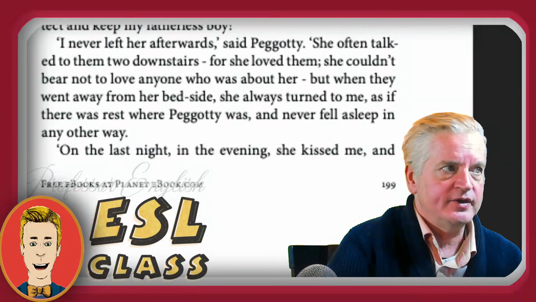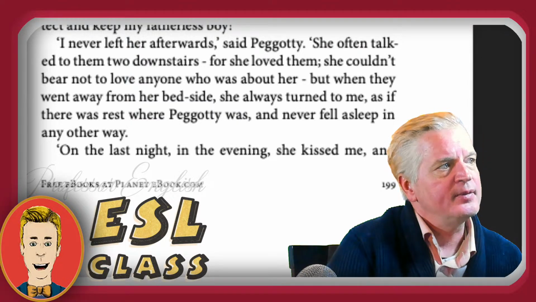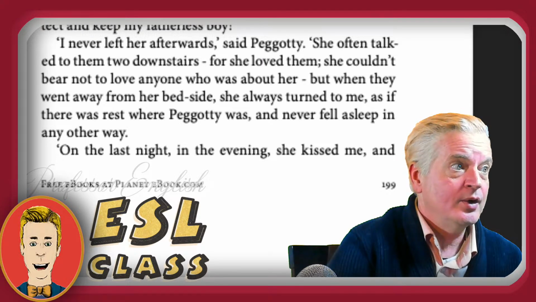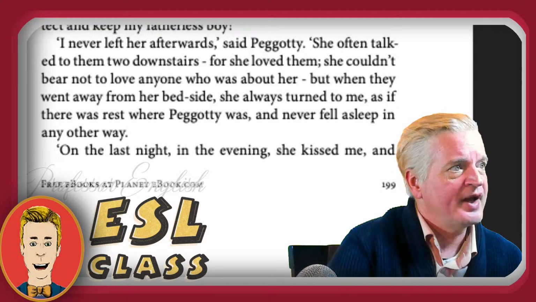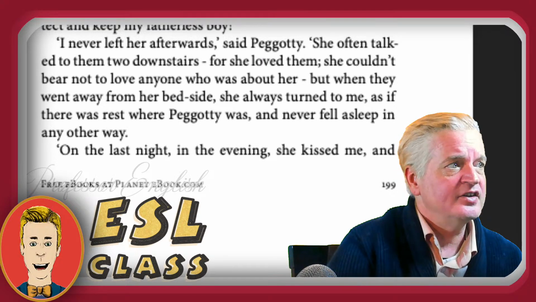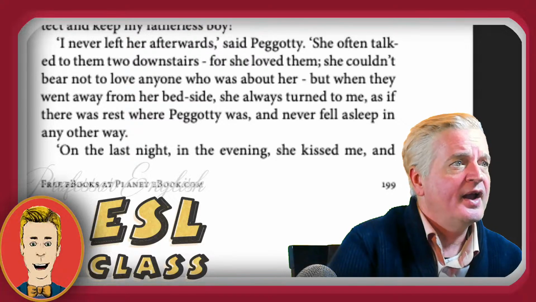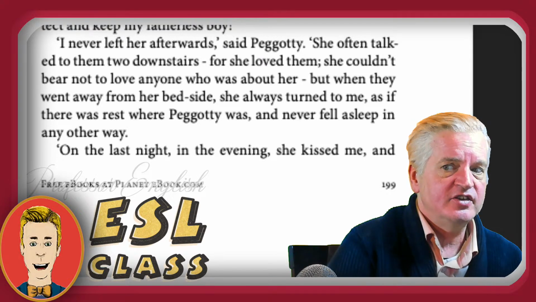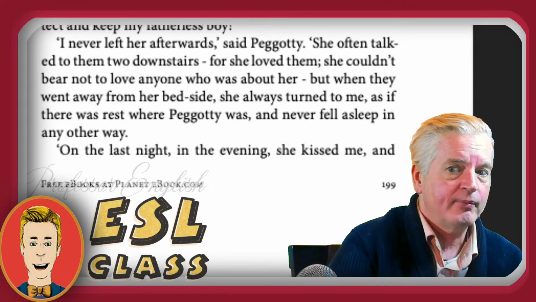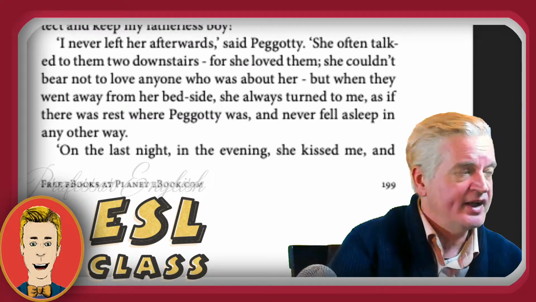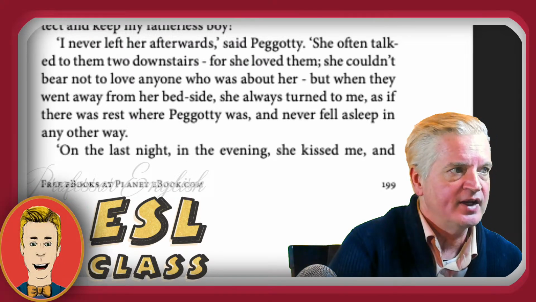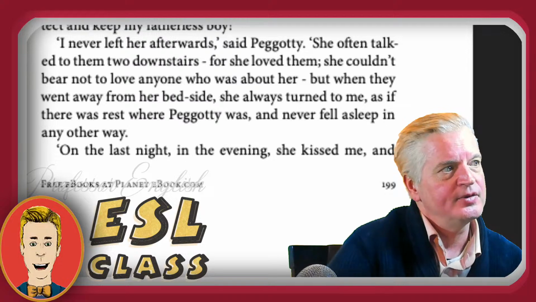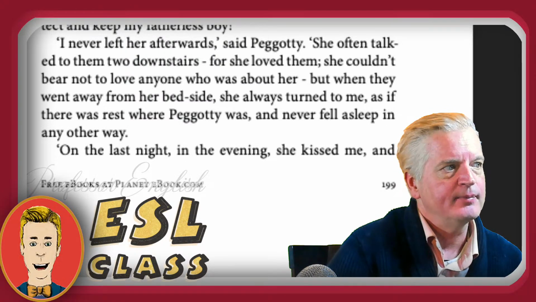I never left her afterwards, said Peggotty. She often talked to them two downstairs, for she loved them. She couldn't bear not to love anyone who was about her. But when they went away from her bedside, she always turned to me, as if there was rest where Peggotty was, and never fell asleep any other way. So the mother realized she was dying, and she told Peggotty, I'm dying. And once Peggotty realized that was true, she never left her side. She always stayed with her. And the only way that she could fall asleep was in Peggotty's arms. And Peggotty stayed with her the entire time.